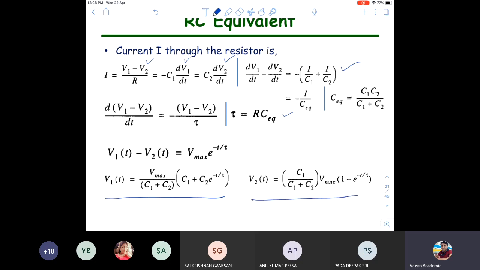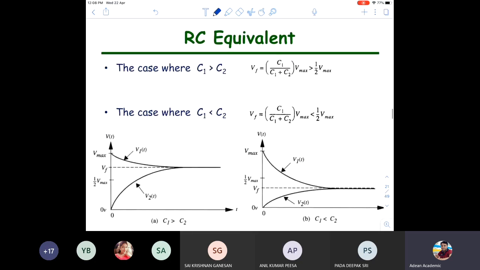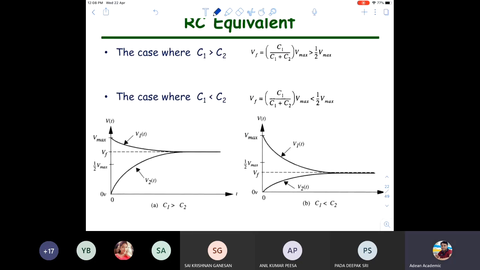Okay, so this is just another way of considering the RC equivalent to calculate these voltages V1 of t and V2 of t, by taking the differential equations and finding the solutions to those differential equations. Okay, next, now this is another thing. Until now we have not considered the magnitudes of the capacitors: C1 equal to C2, C1 greater than C2, C1 less than C2, whatever these capacitor values are. Now we'll take the case where C1 is greater than C2.